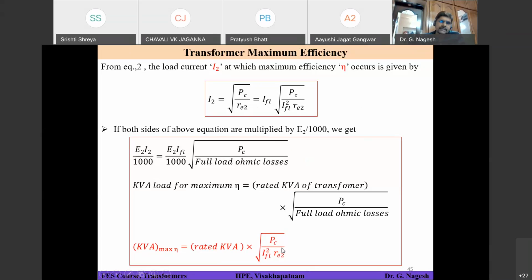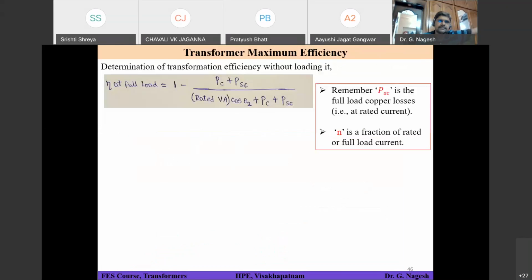The condition for maximum efficiency is that core losses should be equal to the copper losses. Core losses are fixed, and copper losses occur at that particular current. When those two are equal, you are going to have maximum efficiency for the transformer. So that we have already seen.